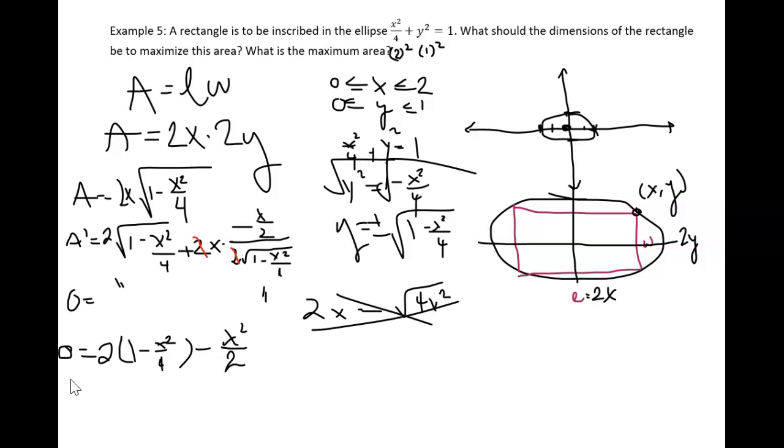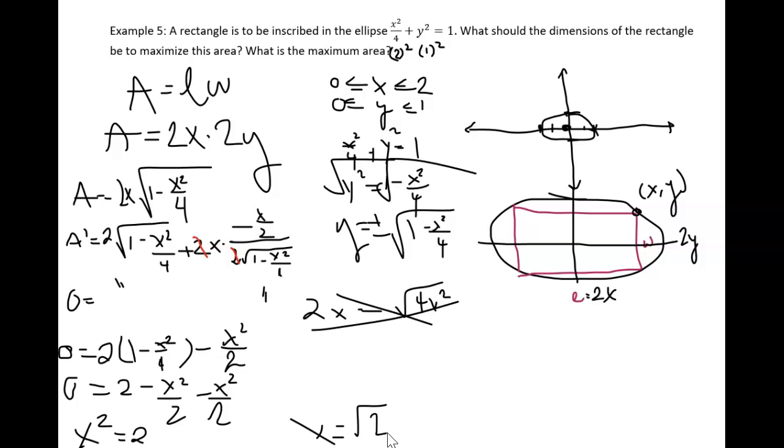So go ahead and distribute out the 2. We've got 2 minus x squared over 2 minus x squared over 2. If you combine two halves, you get one whole. So basically x squared equals 2. And we find that we're going to maximize this area of the rectangle when x is equal to radical 2, which means the dimensions are 2 radical 2 by, we don't know why.